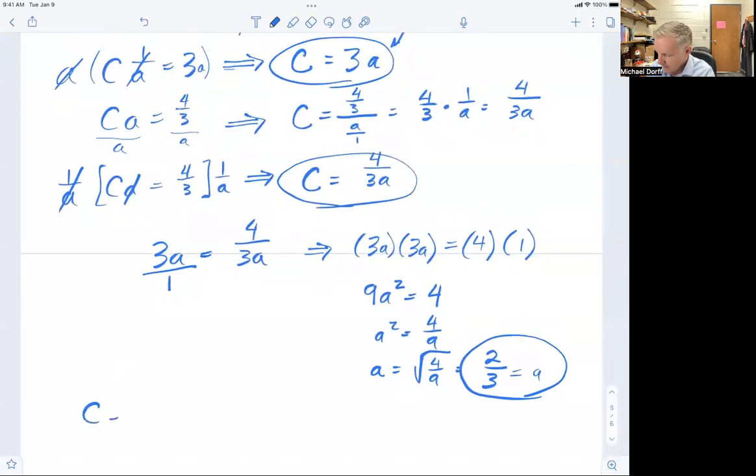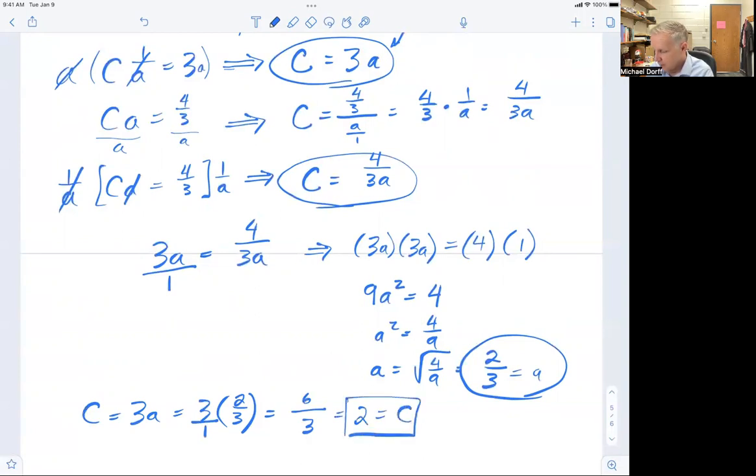Well, c is going to equal 3 times a. So now I put in 3 times my a value, which is 2/3. 3 times 2/3, so I put a 1 below the 3. Now I just multiply the tops together. I get 6, 3 times 2, and on the bottom I get 3, and that reduces to 2, so c equals 2.